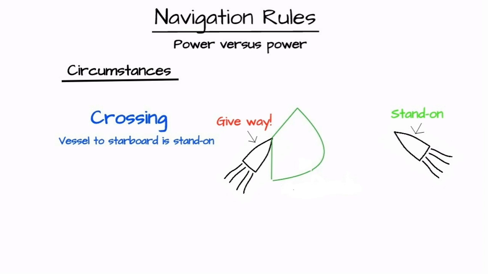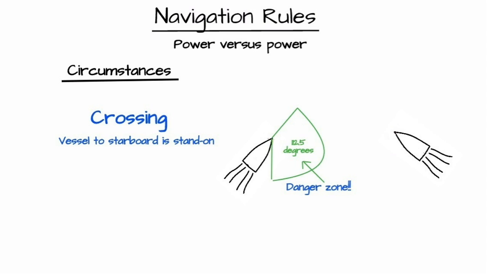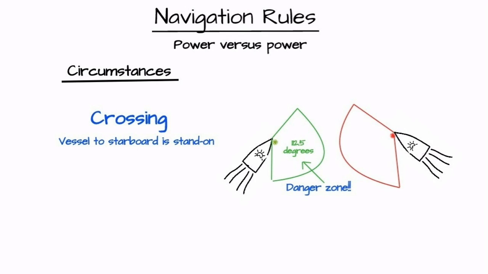We call the area to the right or starboard side of the give-way vessel its danger zone. If there's a vessel crossing in your danger zone and the risk of a collision exists, the give-way vessel must take give-way action. This danger zone actually covers an arc of 112.5 degrees to starboard. If we add our running lights to this picture, we can see that the danger zone is actually the same area to starboard that is covered by the green running light.